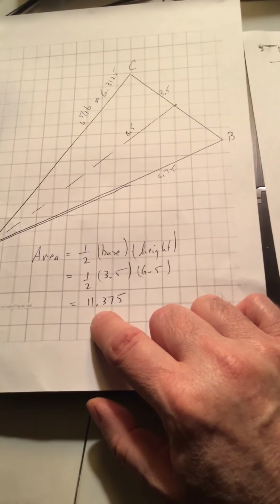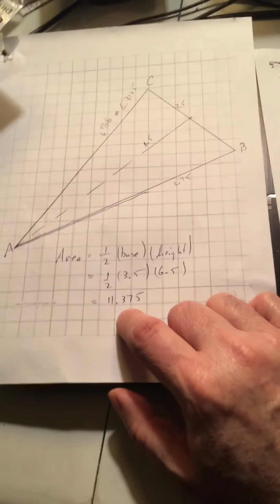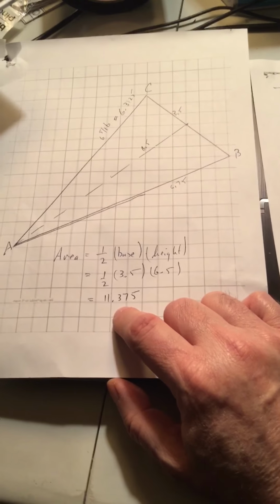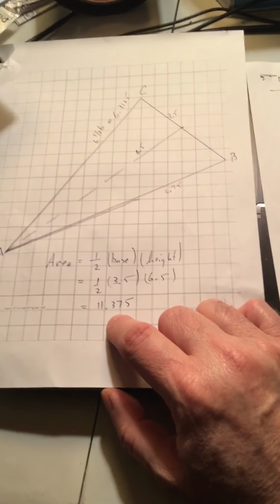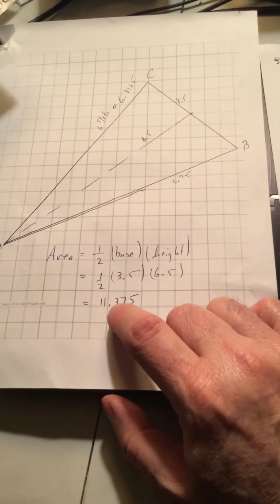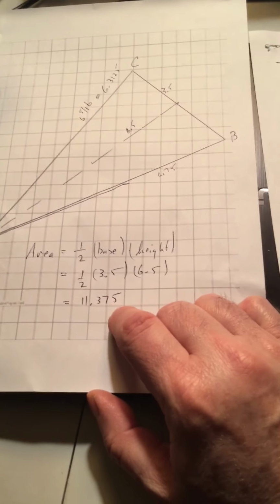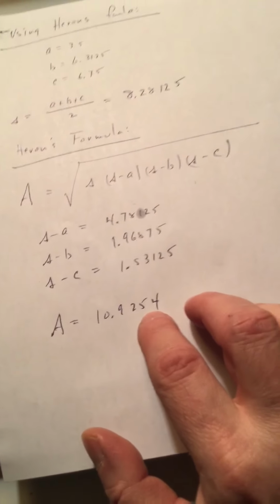Compare that to the number that I got using the standard 1/2 base times height. I got 11.375. Now given that I'm doing this by hand, there's inaccuracy in my measurements and so forth. It's not a bad approximation. 11.375 versus 10.925.